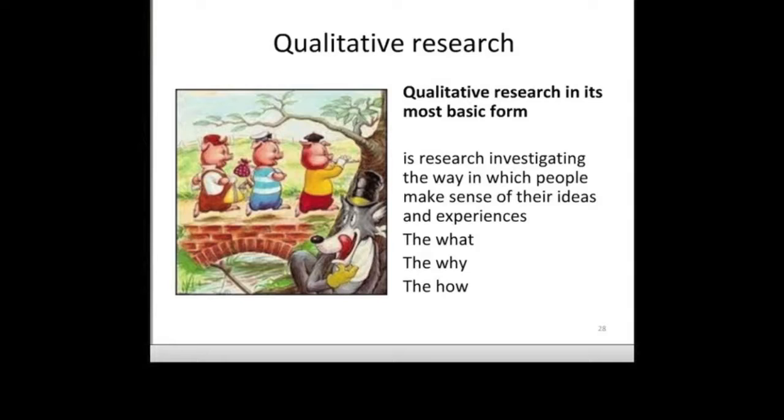First of all, I think it's an inquiry of meaning. It addresses a different sort of questions that go into the what of a phenomenon, the why things are what they are, and the how people cope or deal with them.